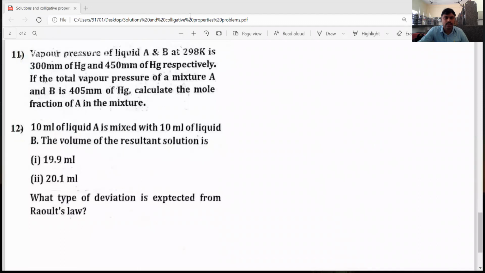11th question. The vapor pressure of pure liquid A, P0A, at 298 kelvins is 300 mm of Hg, and the vapor pressure of pure solvent, that is component B, P0B, is 450 mm of Hg respectively, and the total vapor pressure P total is 405 mm of Hg.